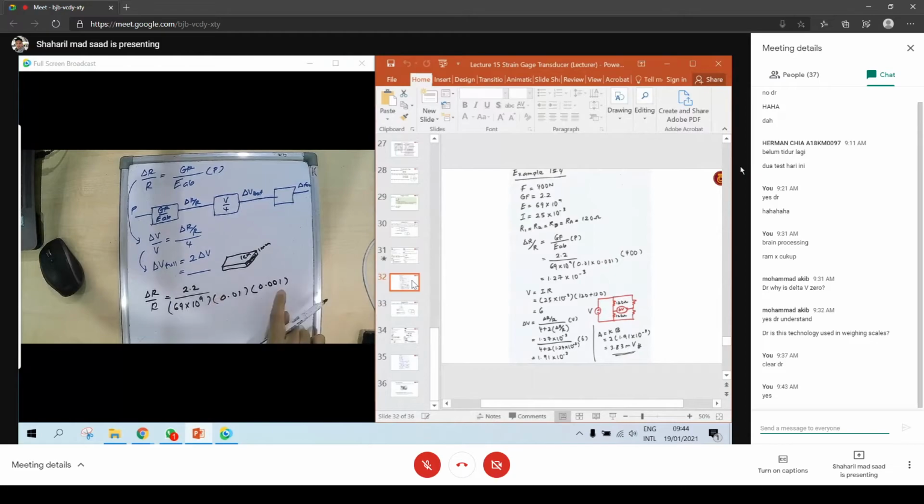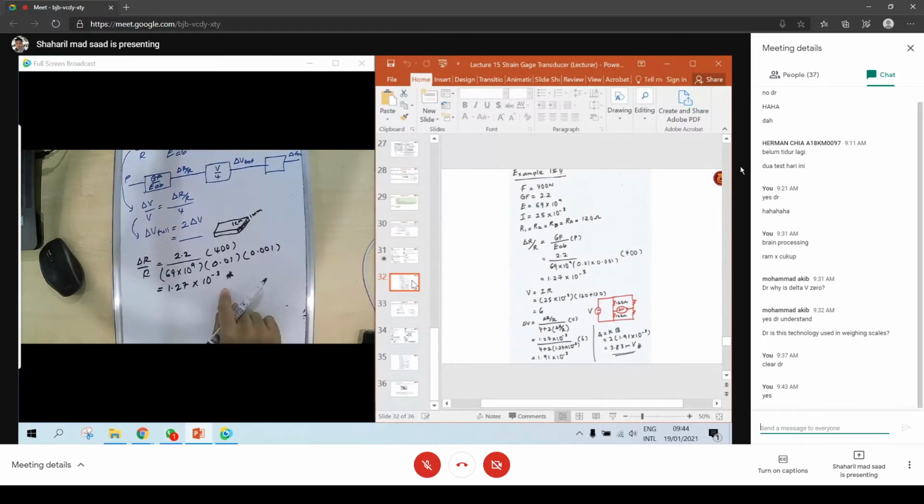Then you apply the force equal to 400 Newton. Done. Then you got it. The answer is 1.27 times 10 to the power of minus 3. So this one you got it, delta R over R. All right, so next is to use this formula. We already got delta R over R.